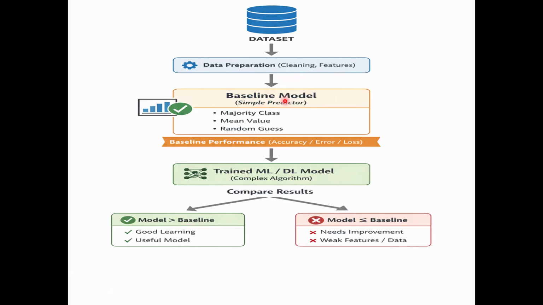After preparation, the next step is building the baseline model, which is a simple predictor used as a reference point. The diagram shows typical baseline approaches such as predicting the majority class, predicting the mean value, or making a random guess. These methods do not involve complex learning but help establish a minimum expected performance level. The output of this step is baseline performance measured using metrics like accuracy, loss, or error. This value becomes the benchmark against which all future models will be compared.